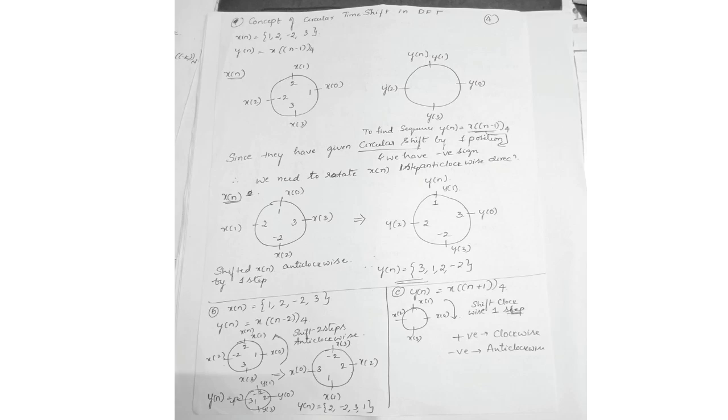The x of 0 which is here will go to here, one step anti-clockwise. Then x of 1 will go to here, x of 2 will go to here, and x of 3 will go to here. Similarly, we have to change the respective values when the position shifts, shifting x of n in the anti-clockwise direction by one step.